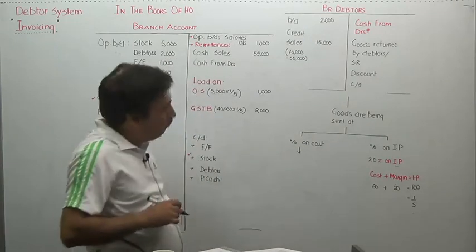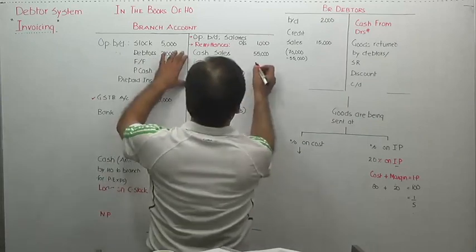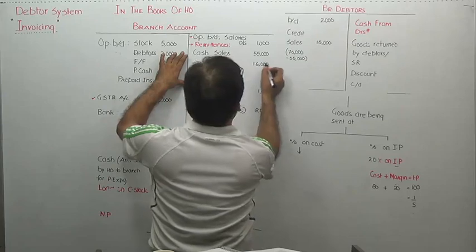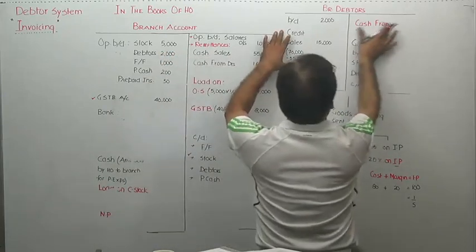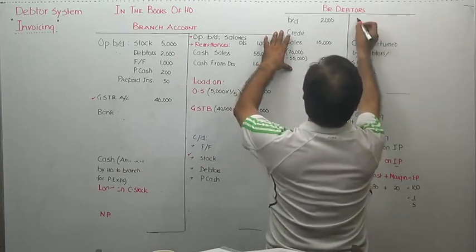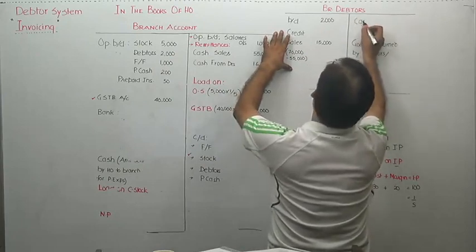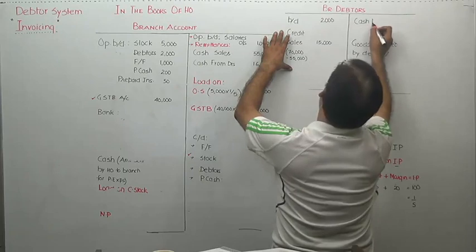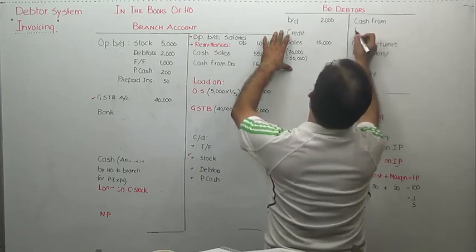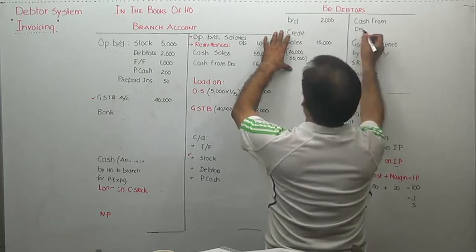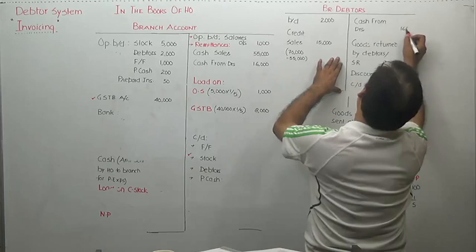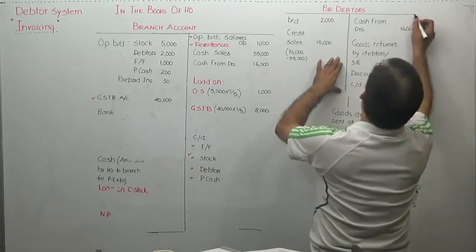Then cash receipt from debtors have been given to us 16,000, so we shall write here 16. And cash receipt from debtors will also be written in the branch debtors account. Cash from debtors is 16,000, so you are going to write down here 16,000. Correct.